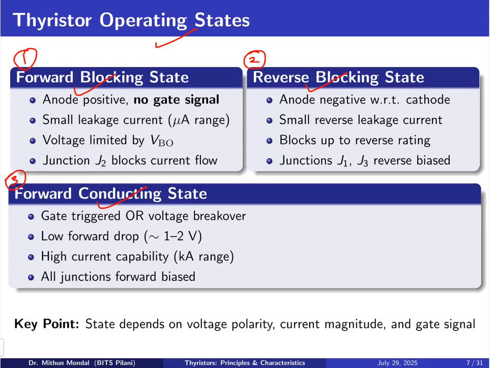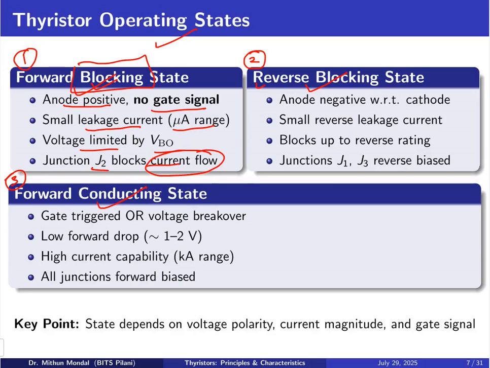Let us focus on the forward blocking state first, where the anode is positive and there is no gate signal. So we have not given any gate signal. Without a gate signal, the thyristor can be treated as a diode, and here the anode is positive. So there will be a small leakage current flowing in the microampere range, and the voltage will be limited by the breakover voltage. The junction J2 will block the current flow. So there will be no current flowing in the forward blocking state. That is why the name has been given as blocking.